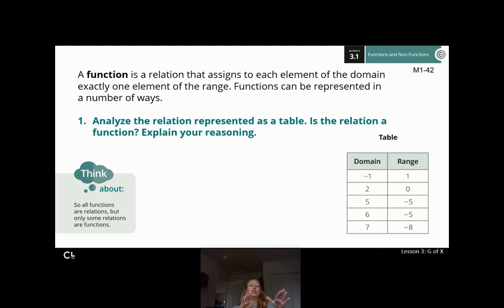So here's what I would like you to do. On page M142, I would like you to analyze these relations. I've got a whole bunch of these for you. So analyze the relation represented as a table. Here we have a relation, it's a table, and I want you to tell me, is the relation a function? Go ahead and hit pause and jot down your thoughts on that, and then hit play when you're ready to check your work.